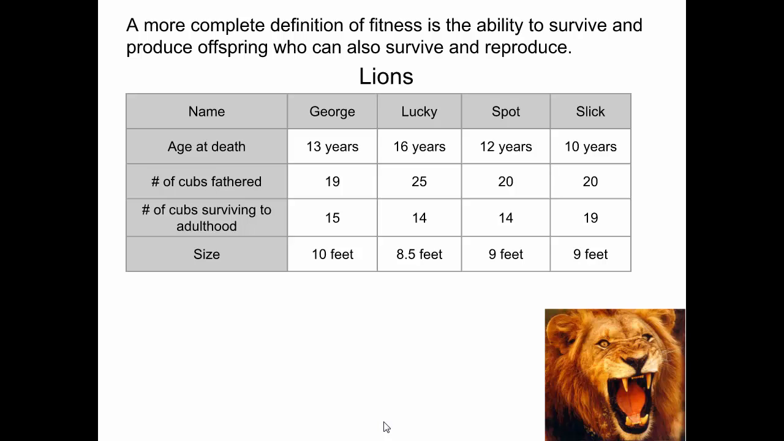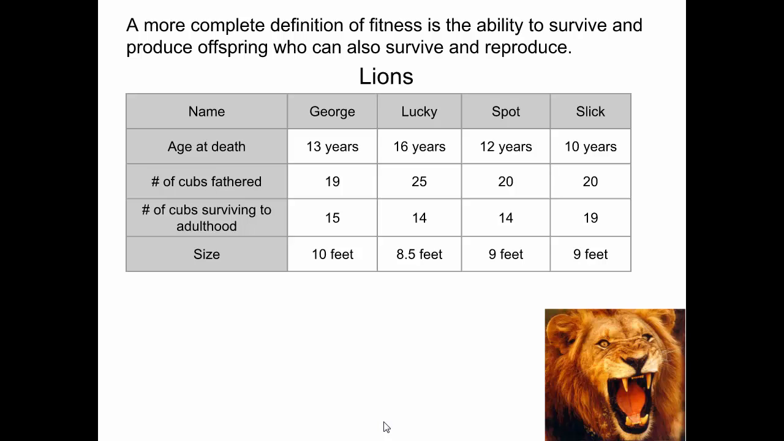How about if we look at these lions? George, Lucky, Spot, and Slick. Which do you think is the most successful lion in terms of evolution? Gavin? Lucky. How come? Because it's lived the most years. So he lived the longest. What else? The number of pups. Had the most cubs.